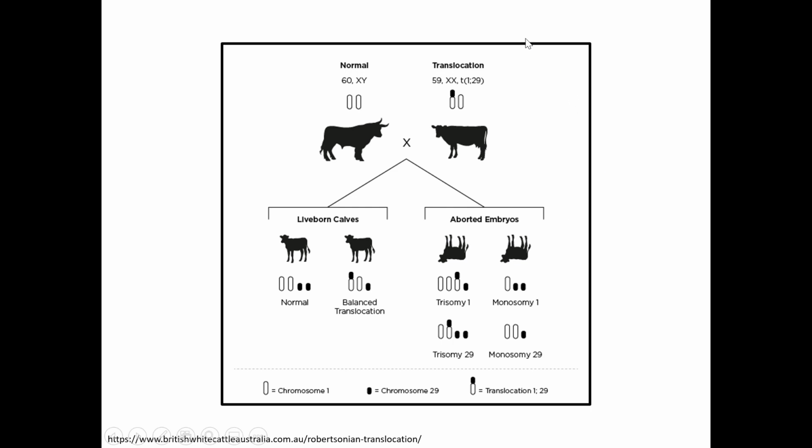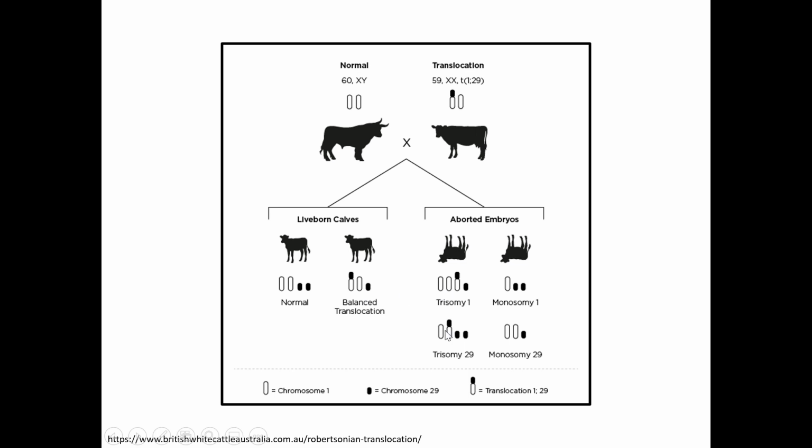This diagram shows what can happen whenever you mate a normal animal to an animal that has Robertsonian translocation. So we have a normal bull, and then we have a cow that has Robertsonian translocation. You can get your live-born calves, the ones that will end up surviving, and then you can also get some aborted embryos. We could get a normal offspring, so it has 2 chromosome 1s and 2 chromosome 29s, or we can get one that has the Robertsonian translocation, but it's balanced. So we have the translocation here, and then we have 1 chromosome 1 and 1 chromosome 29.